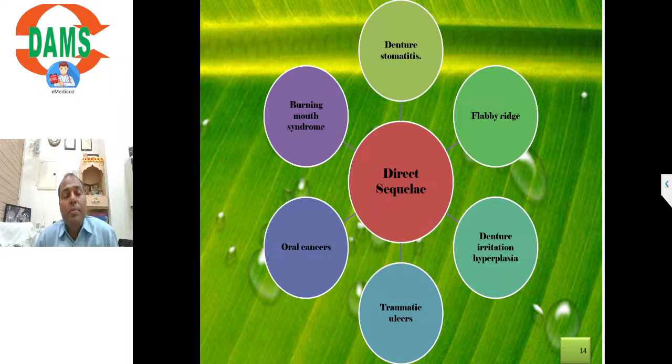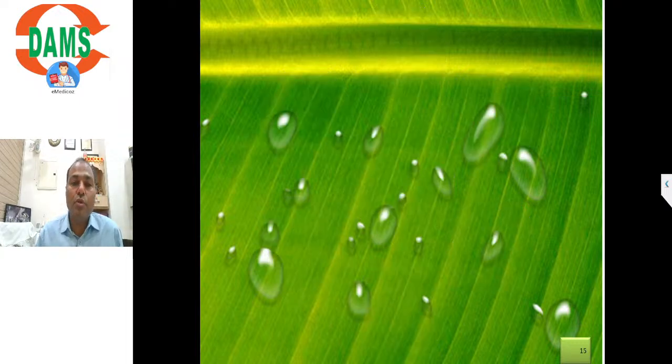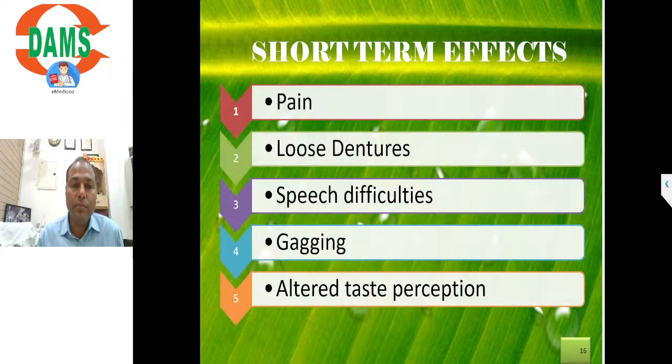Then the patient might be suffering from burning mouth syndrome. Then denture stomatitis. The first sequelae that we will be discussing is denture stomatitis. Okay, short-term denture effects: patient might have pain, he might have loose dentures, he might be suffering from speech difficulties. Remember that patient requires at least 2 to 4 weeks of speech adaptability once you give a denture. Then there might be gagging because the palate and everything is covered, so the patient might not perceive the taste as well as cold and hot foodstuffs.